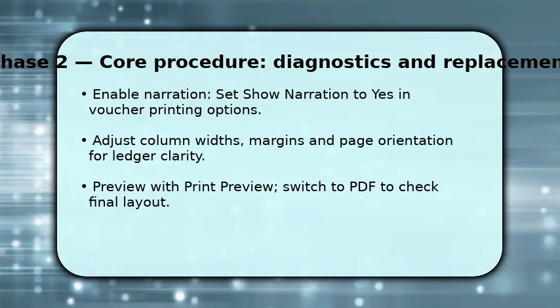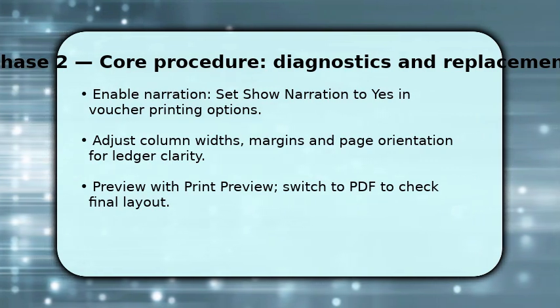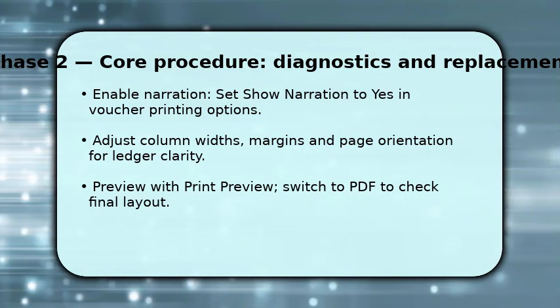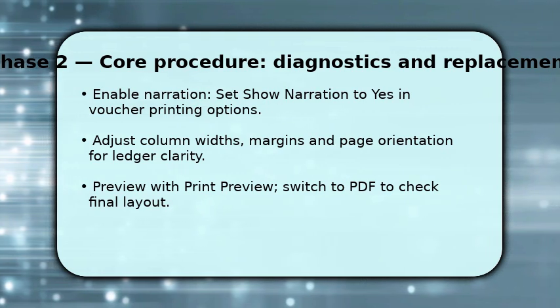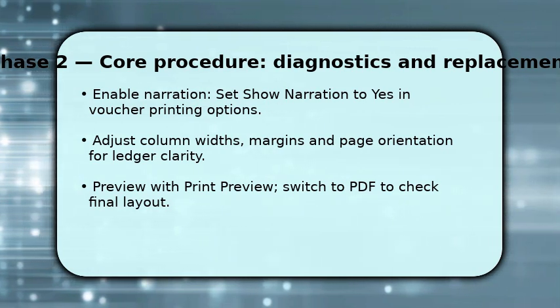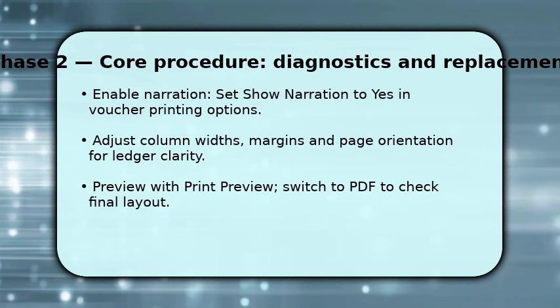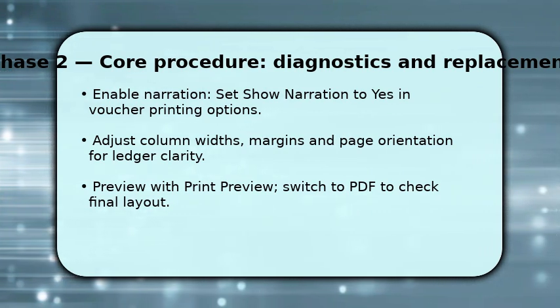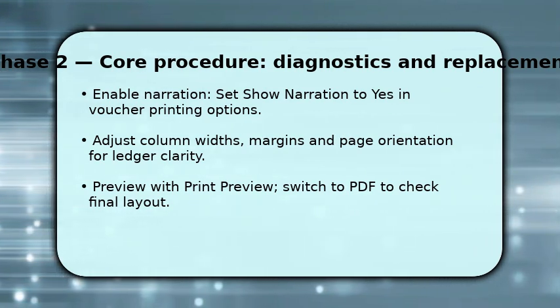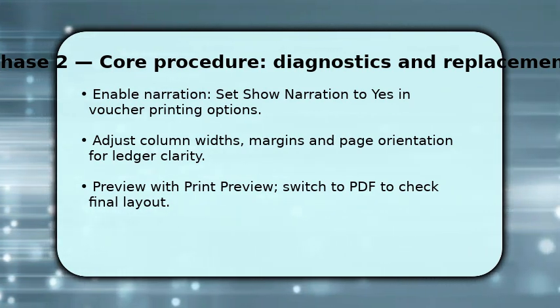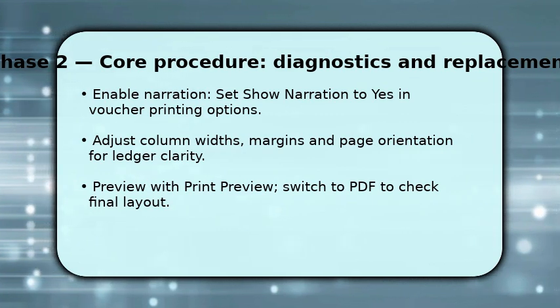Next, enable narration so voucher descriptions appear with each entry. Go to Print Options and set Show Narration to Yes. While there, adjust column widths and margins, and choose Portrait or Landscape to fit long narration text. This prevents truncation.